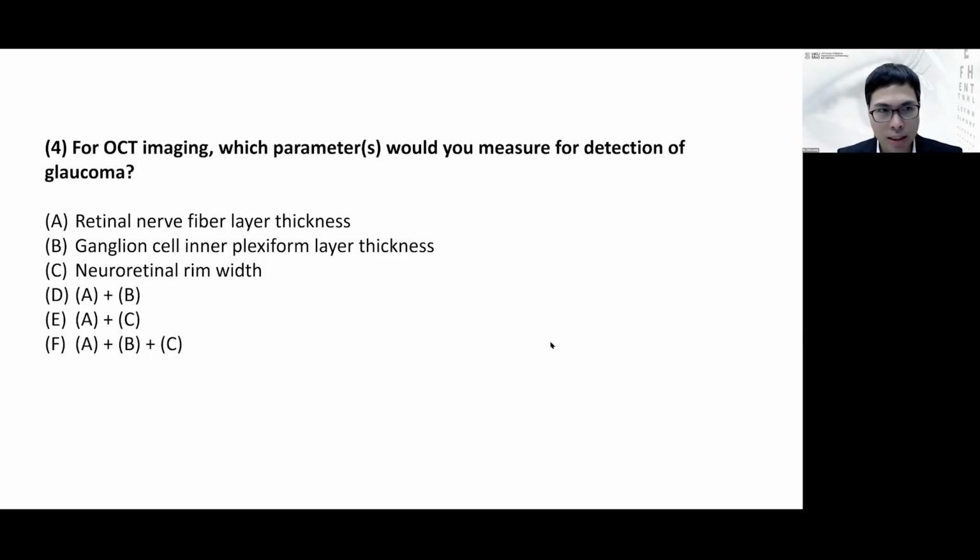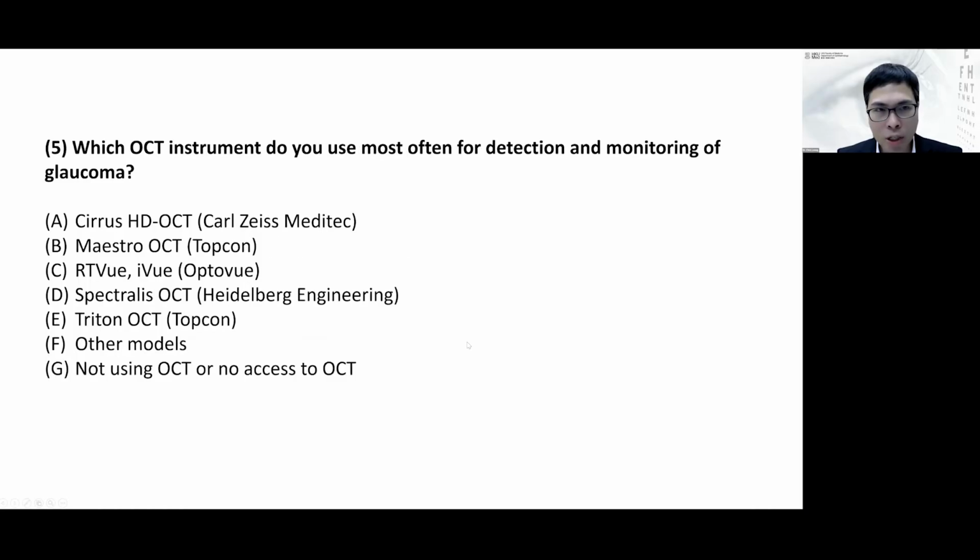Last question, which OCT instrument do you use most often for detection and monitoring glaucoma? We have different models from different OCT companies. 36% used the Cirrus Gauss platform, and then about 8% of you are not using OCT or having no access to OCT. The second most common OCT platform we have here is the Spectralis. We have 21% of our audience using the Spectralis.